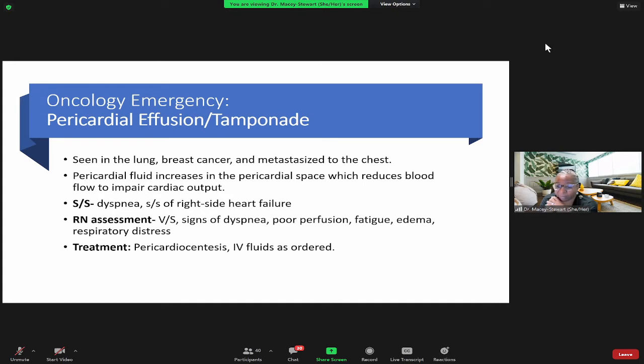Right, so right-sided heart failure, you'll see the edema, right? They'll be fatigued. They might be short of breath. And usually they treat this with just going in and draining some of the fluid from around the heart. Pericardiocentesis. They take a needle, go into that space and pull the fluid out.